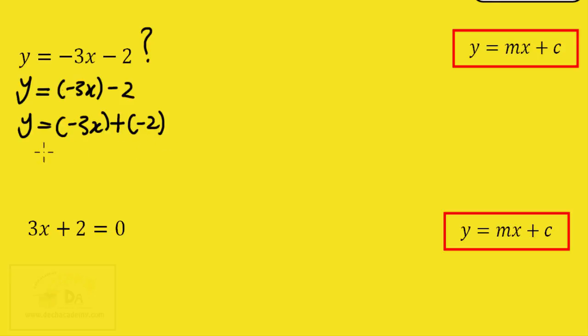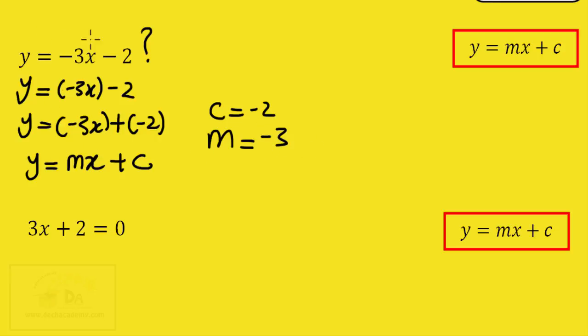Now when you compare this equation to the general form, you can tell that the plus constant term c is minus 2, and m is the coefficient of x, in this case minus 3. So our equation here is the instance of the general form where c is minus 2 and m is minus 3, because if you take the general form and replace m with minus 3 and c with minus 2, you get minus 3x minus 2, which is the original equation we had in the first place. So this equation is the instance of this general form where m is minus 3 and c is minus 2.